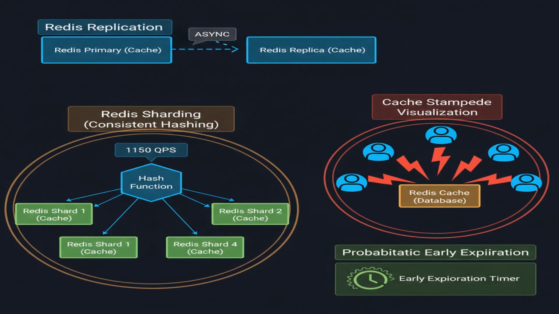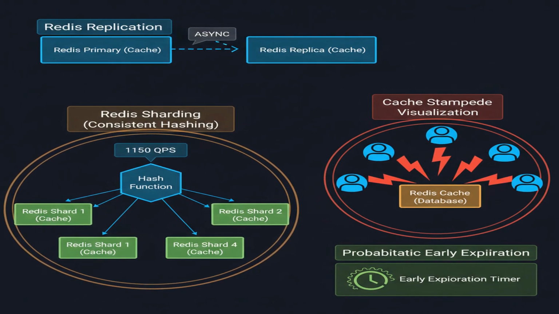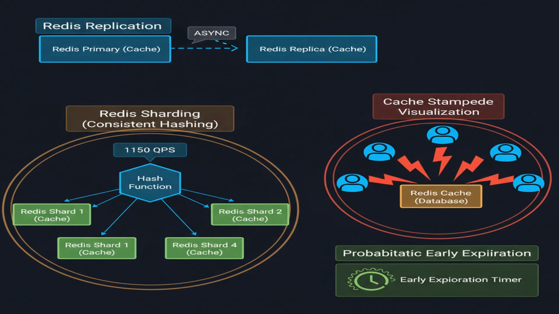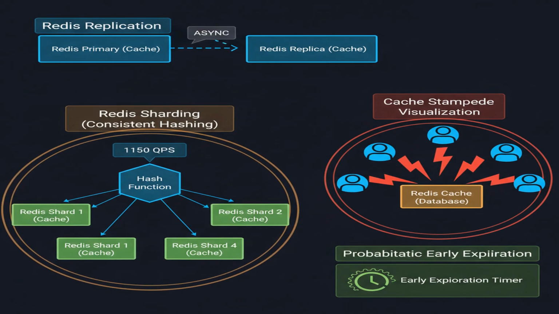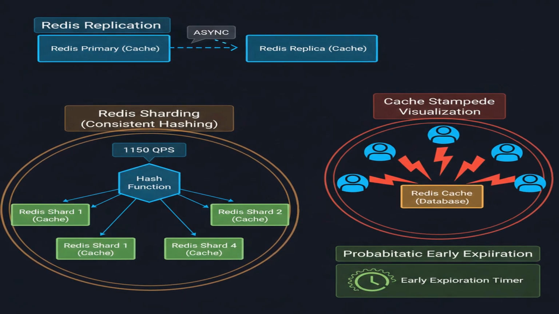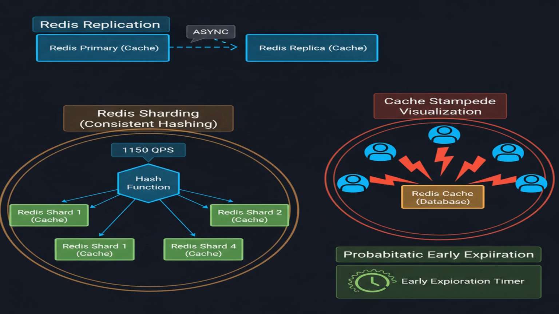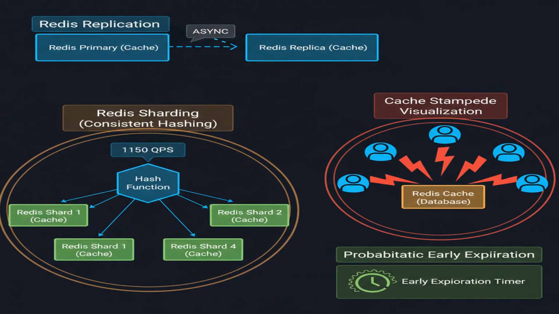Now let's talk about write-through versus write-back caches. With write-through, data is written to both the cache and the database simultaneously. This ensures strong consistency but increases write latency. With write-back, data is written only to the cache, and the database is updated asynchronously. This improves write performance but risks data loss if the cache fails.